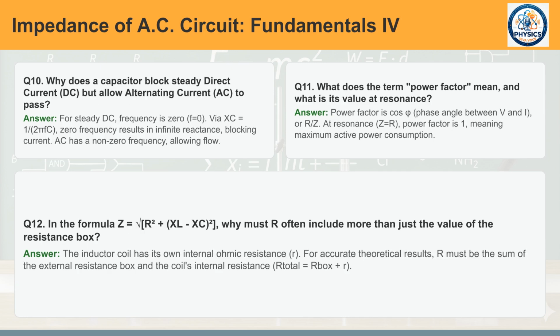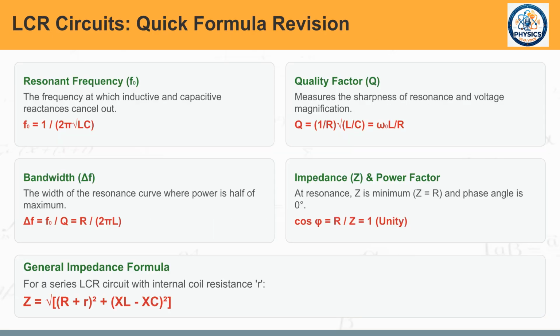A capacitor blocks DC because at zero frequency, its reactance is infinite. The power factor, cosine of the phase angle, is 1 at resonance, indicating maximum power consumption. Remember that the resistance R in the impedance formula must often include the inductor coil's internal ohmic resistance for accurate results. Here is a quick revision of key LCR circuit formulas.